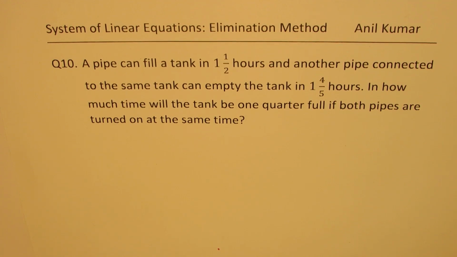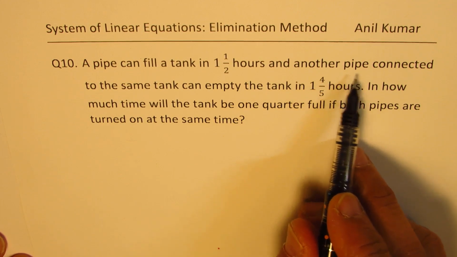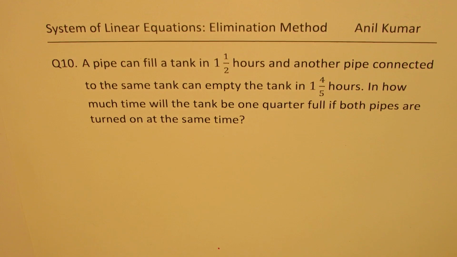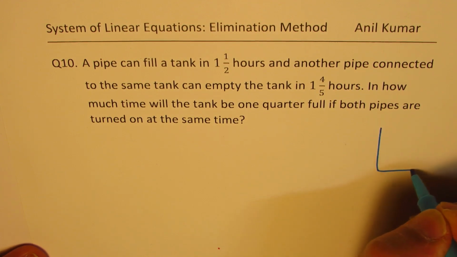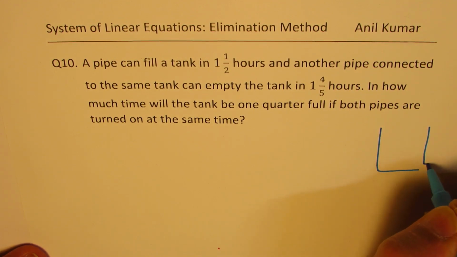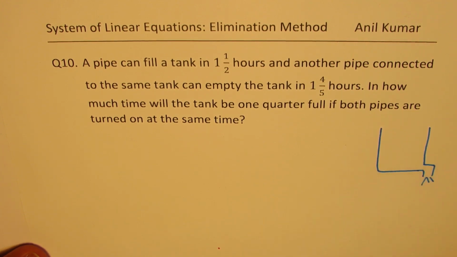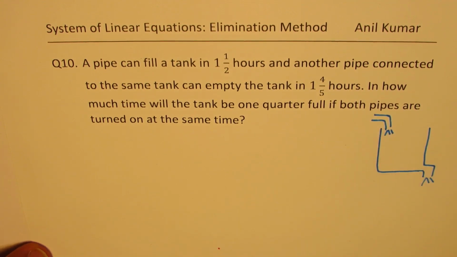Question number 10. A pipe can fill a tank in 1.5 hours, and another pipe connected to the same tank can empty the tank in 4/5 hours. In how much time will the tank be 1/4 full if both pipes are turned on at the same time? So let's try to understand the situation. So we have a tank here and we have one outlet. So that is the outlet. And we have one inlet here.